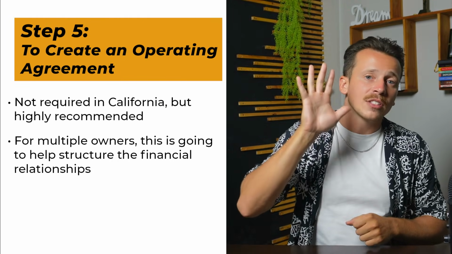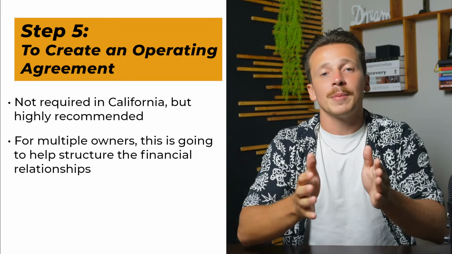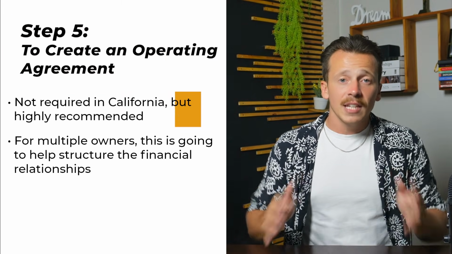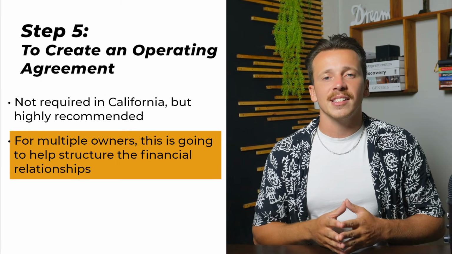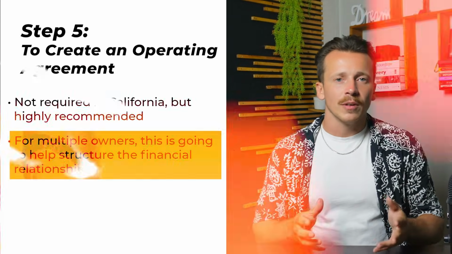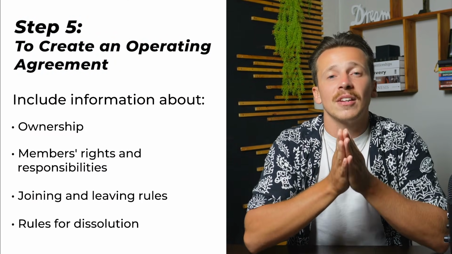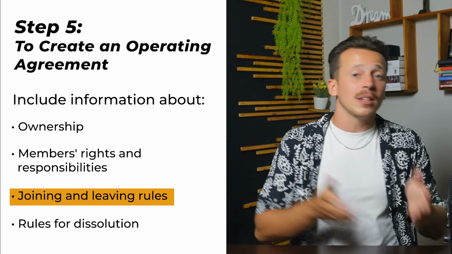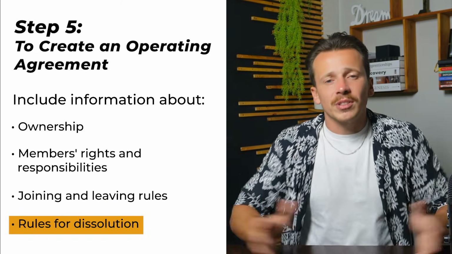Step number 5 is to create an LLC operating agreement. This is not required in California, but it is still good to have one. If you have multiple owners for your LLC, this is going to help you structure the financial relationships of each owner. And it's really going to just tell everybody what to expect from the company. It's also going to include information about ownership, members' rights and responsibilities, joining and leaving rules, as well as the rules for dissolution.